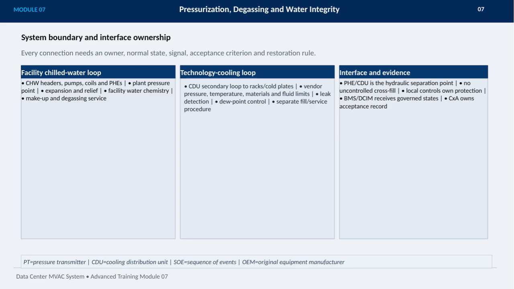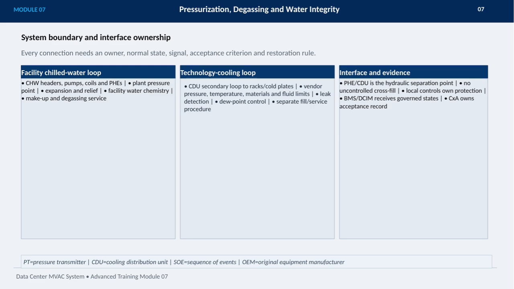On the other hand, the technology cooling loop involves the CDU's secondary loop that connects to racks and cold plates. We must consider vendor-specific limits on pressure, temperature, materials, and fluids, as well as leak detection, dew point control, and a separate fill and service procedure to ensure reliability.